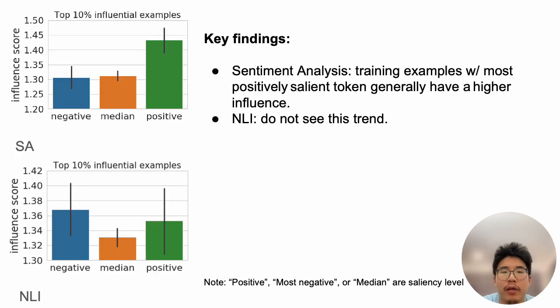The key finding here is that, for the sentiment analysis task, we found that training examples with the most positively salient tokens will generally have a higher influence.